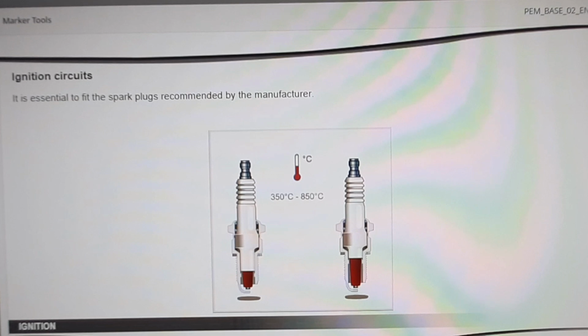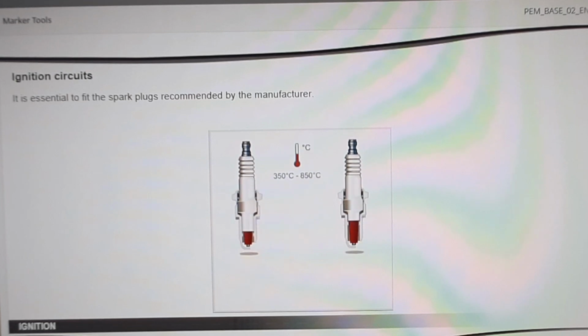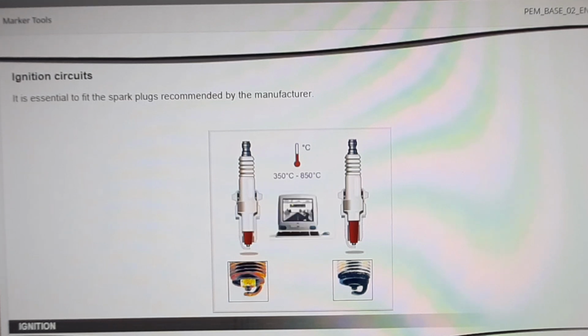The spark plugs operate at temperatures between 350 and 850 degrees Celsius inclusive. It is essential to fit the spark plugs recommended by the manufacturer. In fact, the thermal range of a spark plug determines its heat extraction capacity. If the spark plug does not extract enough heat, it will stay hot and may cause pre-ignition. If the spark plug extracts too much heat, it will not be at the correct temperature and will be choked. Besides visually checking the condition of the spark plugs, they should be replaced in accordance with the recommended replacement periods.